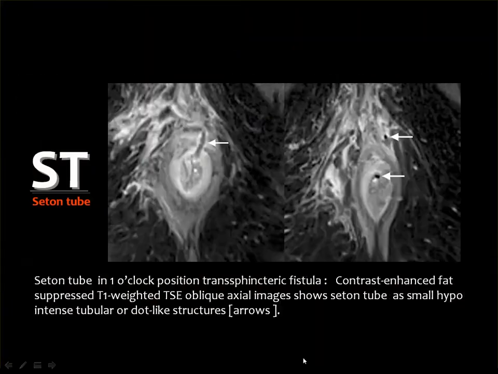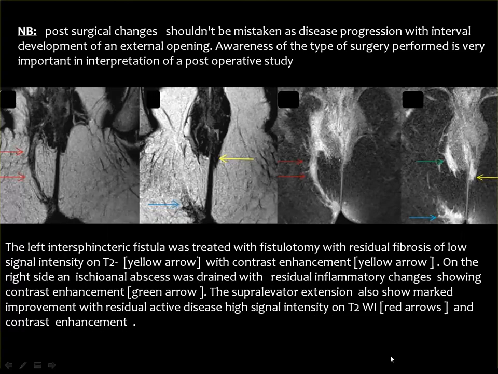Okay, then you understand the value of this seton tube, and sometimes whenever you perform an MRI, you can see the tube as low signal dots because of the air inside the tube itself, and you can see the crossing of the tube through the fistula.